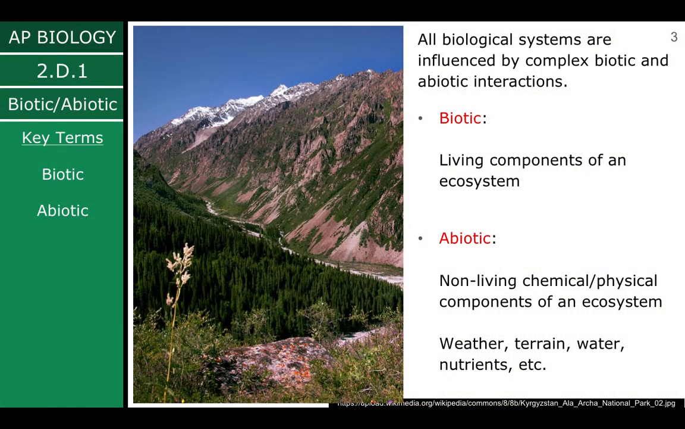So what do those words mean? Well, first of all, biotic, we should know based off of biology. Biology is the study of life, so that is all living components of an ecosystem. Abiotic is going to be the non-living chemical, physical components in the ecosystem. So even looking at this picture here, our biotic factors would be all of these trees, the organisms living in the trees, and our abiotic factors is going to be the weather, the soil, whatever that is, if that's rock or soil, water, nutrients, etc.